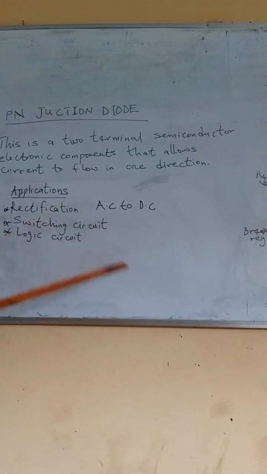You can use it as a switching circuit as well, to turn a signal on and off. We also use it for logic circuits. It's part of the components used to design logic circuits like AND gate, OR gate, NOR gate, NAND gate, and so on. So when we are talking about logic circuits, it's one of the electronic components that we normally use to design gates like AND gate, OR gate, and other logic circuits.